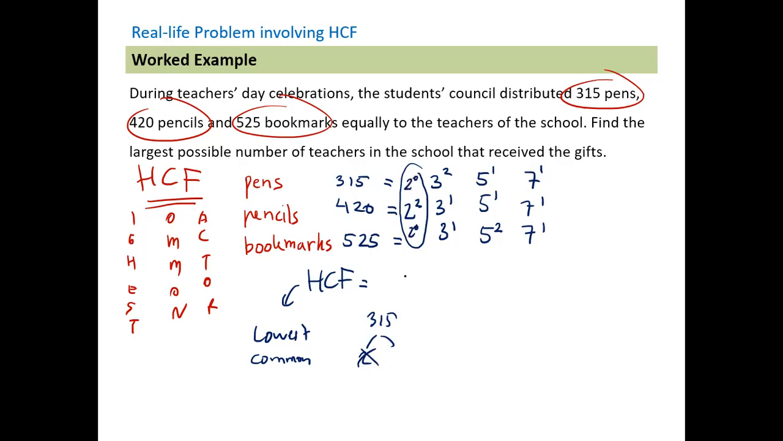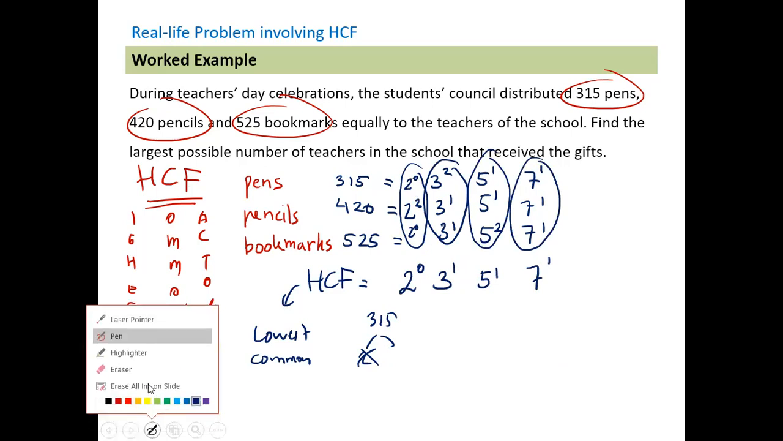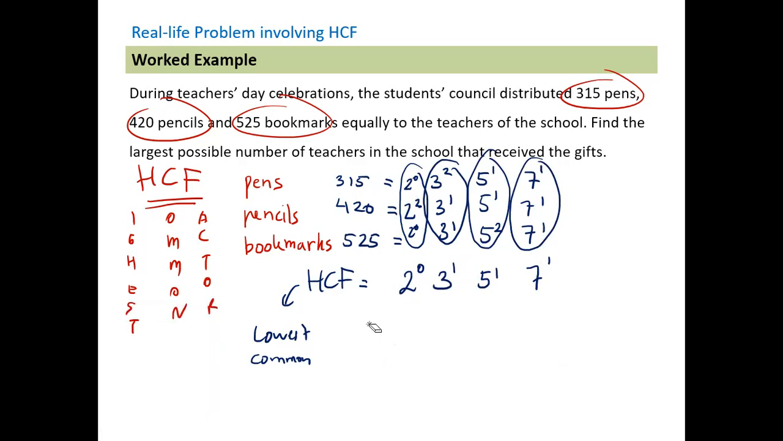So pick the lowest one, and 3. Which one is the lowest power? 3 power 1, right? And then 5 power 1. And 7 power, there is no lowest, ya udah ambil aja. You have to pick in common. Kalau ada yang kosong, ya ambil yang 0. That's it. Okay, next. Solve it then.